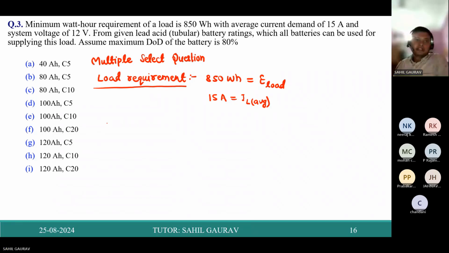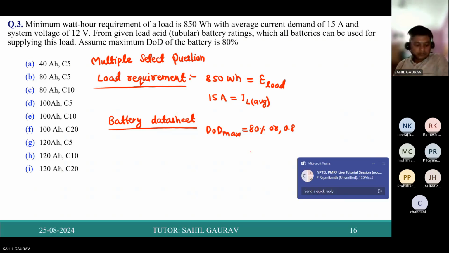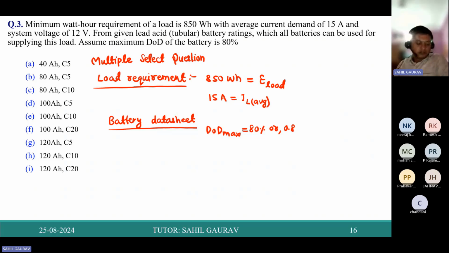Now from the battery data sheet, the depth of discharge is given. Maximum depth of discharge, DoD max, is 80% or 0.8. And 120 ampere hour C5, yes, Rajnikant is correct. This is the correct answer, and one more option is correct. So you need to find that.